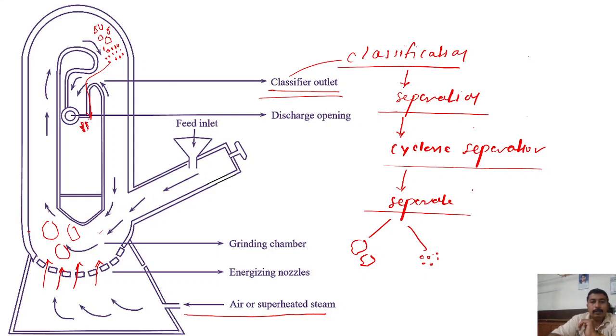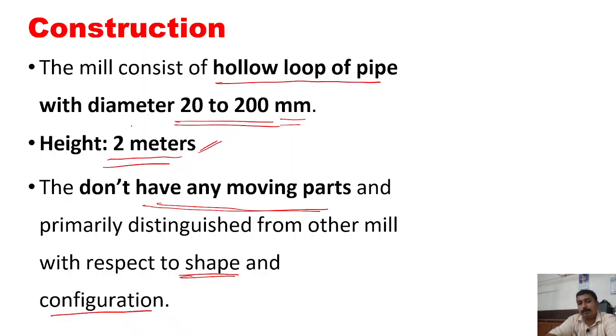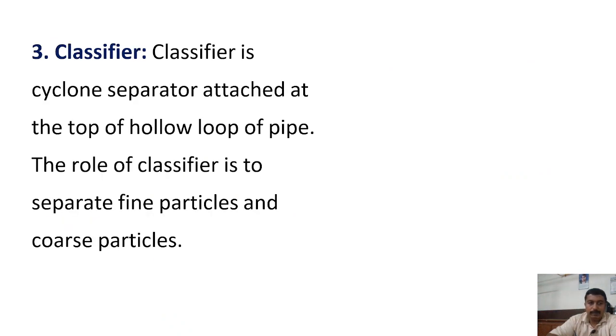Okay, the discharge chamber can, and coarse again enter the mill like this. And this process is continued till a desired size product is obtained. And this is the role of the classifier. Classifier is nothing but a separator. This is a cyclone separator. Okay, classifier is a cyclone separator.